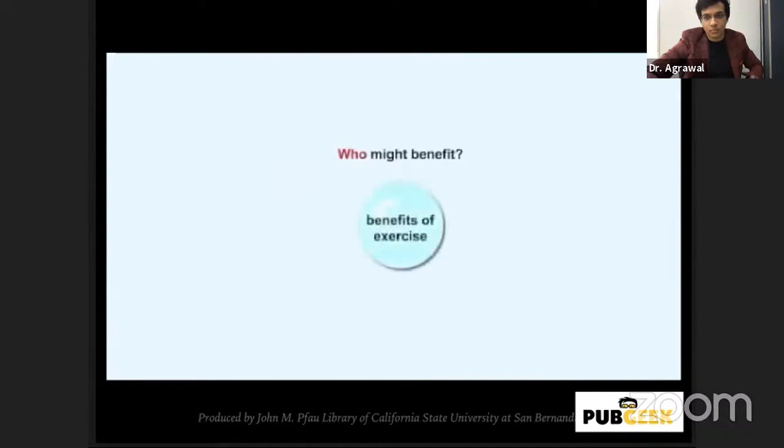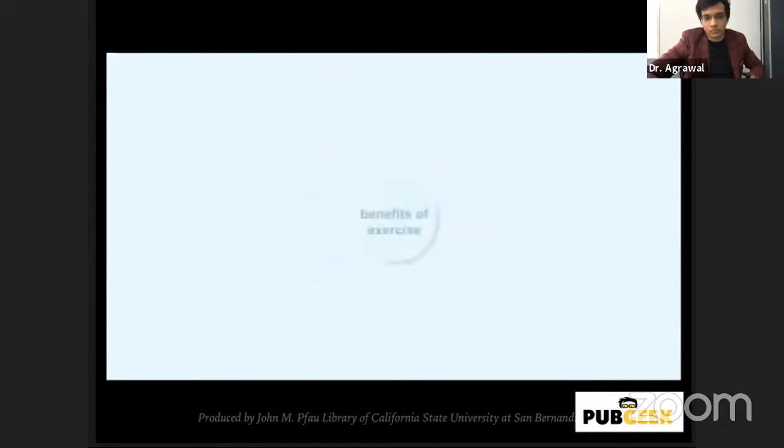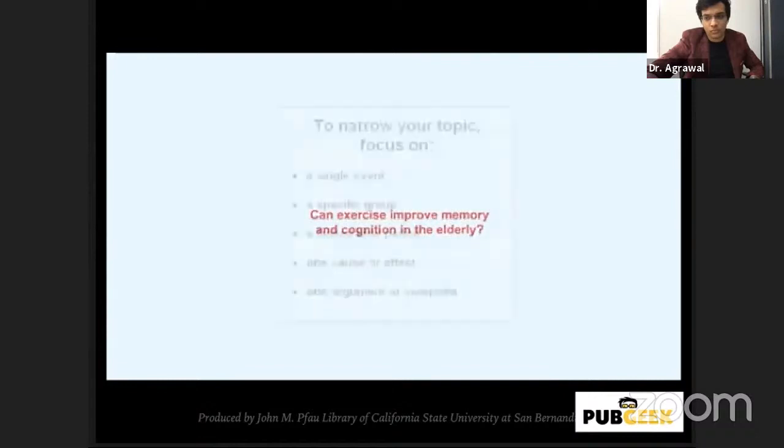For the topic benefits of exercise, ask who might benefit, such as women, smokers, overweight children, the elderly. Ask what kind of benefits, such as lose weight, improve mental awareness, reduce stress, lower blood pressure. Now that big topic becomes smaller. Can exercise improve memory and cognition in the elderly?